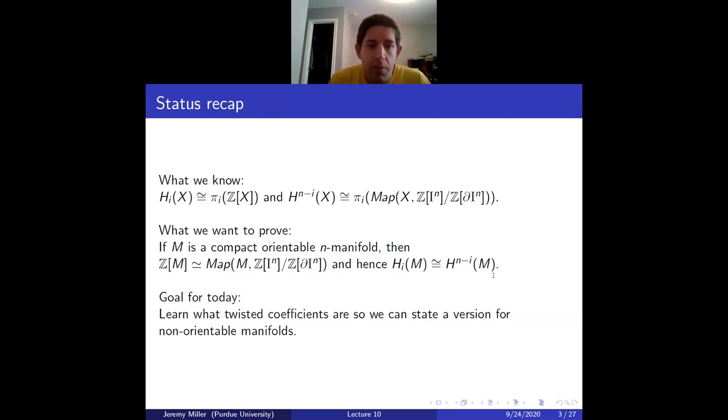It's going to be easier to prove if we, well, in this class I've not defined what orientable means. So we're definitely going to need to know what that means in order to prove the theorem. And in fact, it'll be easier to prove if we have a version of the theorem that applies to non-orientable manifolds. So the main goal for today is to state what Poincare duality means for non-orientable manifolds.